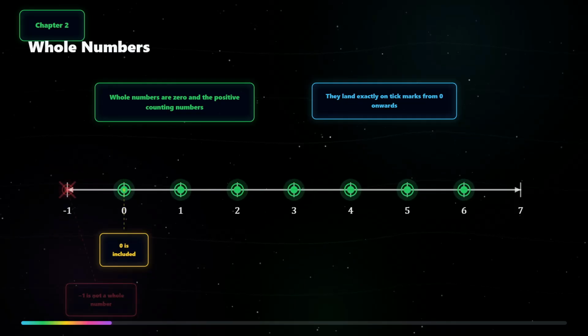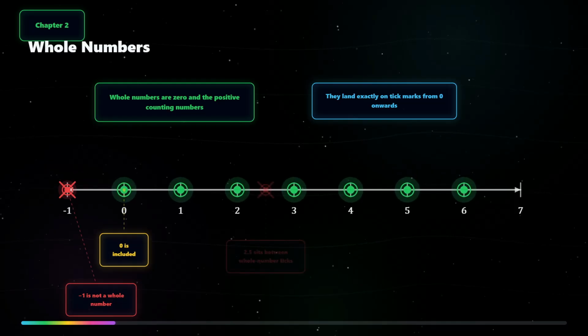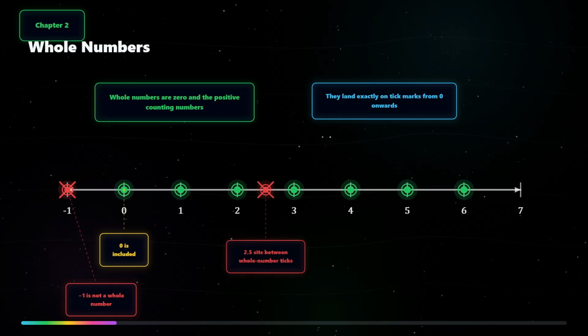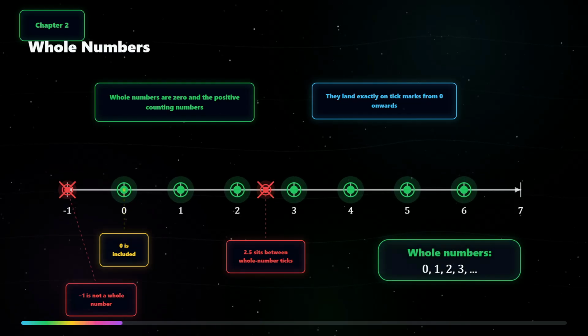But negative 1 is not a whole number because whole numbers do not include negatives. 2.5 is not a whole number because it sits between 2 and 3. 1/2 is not a whole number either because it is part of a whole, not a whole number step. A quick check is this: is the number 0 or is it a positive counting number with no decimal part and no fraction part? If yes, it is a whole number. If not, it is not a whole number.